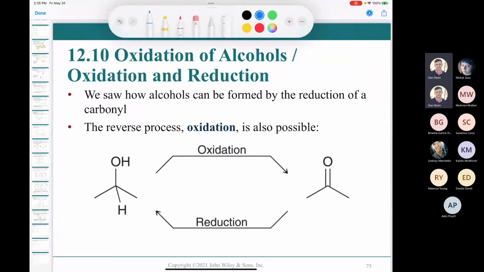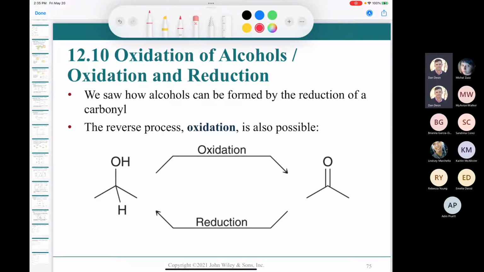Section 12.10 deals with oxidation of alcohols. And before we get into the nuts and bolts of it, let's compare oxidation and reduction. You probably remember in the video where I went over oxidation numbers for carbon that I mentioned that oxidation was gaining bonds to oxygen and losing hydrogens.